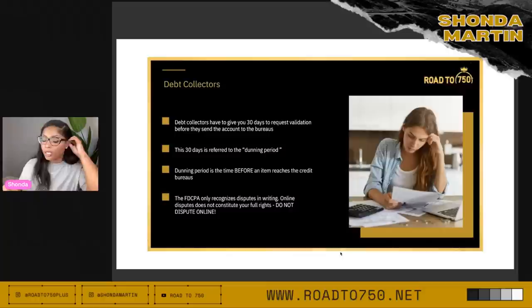So before something pops up on your credit report, the company is supposed to mail you a collection notice to tell you that you have the right to request validation within 30 days. They have to legally give you 30 days. They cannot send it to the credit bureaus if they have not given you 30 days to request validation. What's important to know is you are only given this right if you are proactive and request validation. It doesn't just come to you.